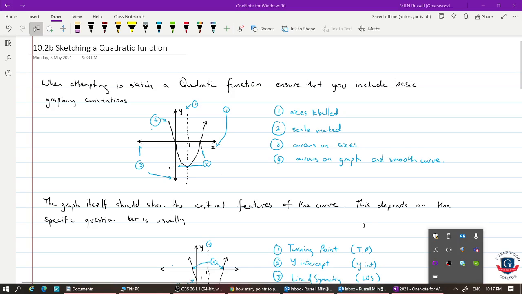To start with, you want to make sure that you have the axes drawn and labeled x and y. So we're working on a Cartesian plane, it's best to draw one. And to make sure that there's some sort of scale on the axes. Now, the scale can be marked on after the curve, but there should be some numbers on the axes to indicate the scale that you're drawing to. The next one is to make sure that there's arrows on the axes and arrows on the graph that you're going to draw.